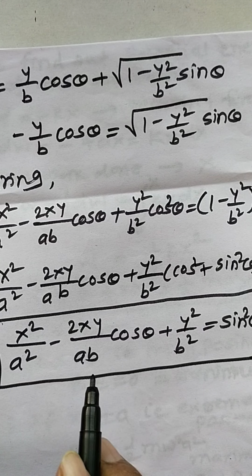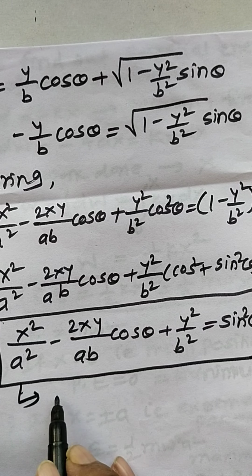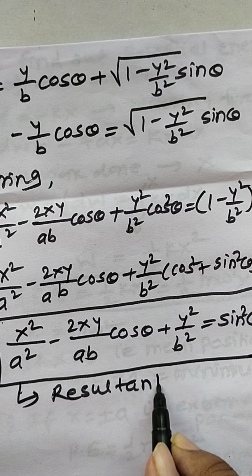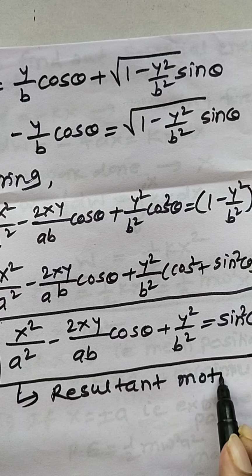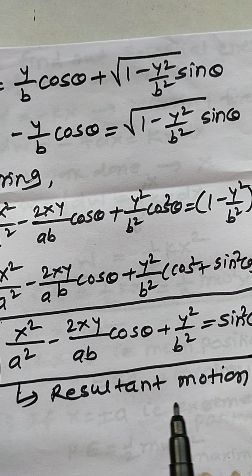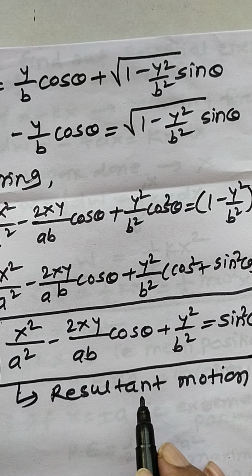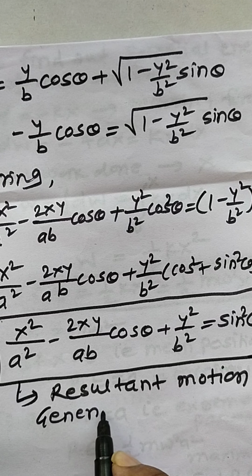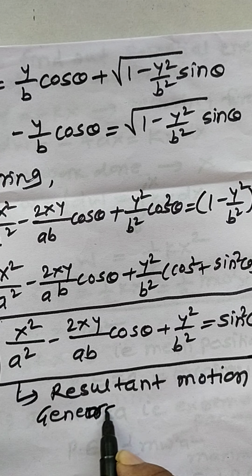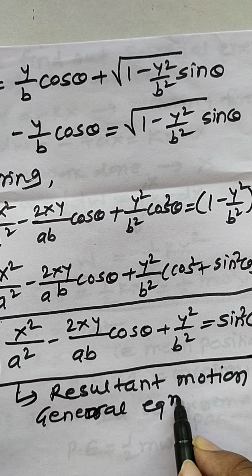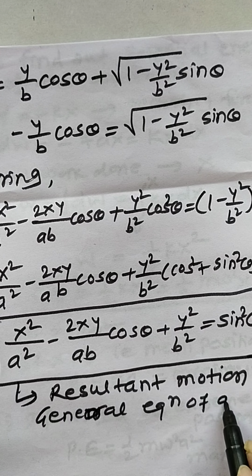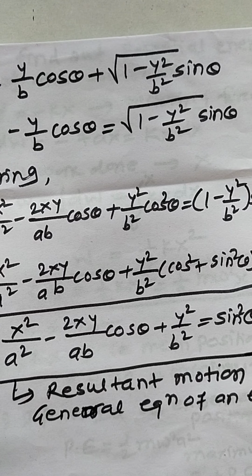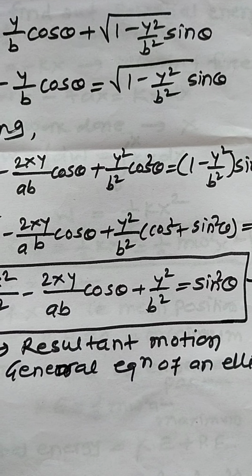Okay, so this equation is the equation of the resultant motion, and it is the general equation of an ellipse.